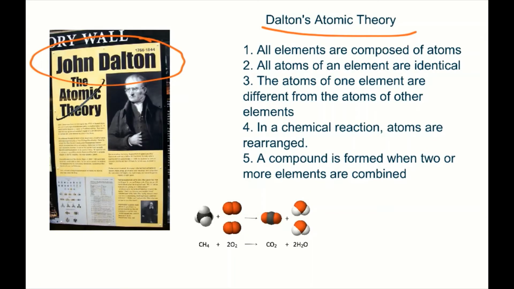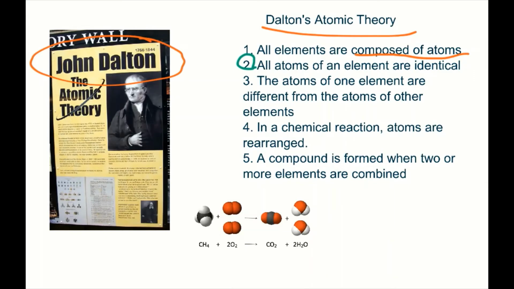First, all elements are composed of atoms. We know that already from the previous unit. Second, all atoms of an element are identical. Now I'm going to circle number 2 because, as we'll see later in this video, this point is technically wrong since atoms of an element can have slightly different nuclei, and we call these variants of an atom of the same element isotopes.